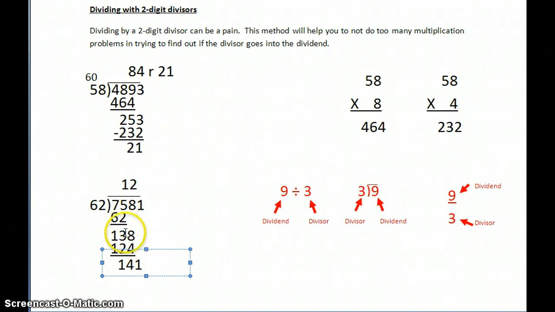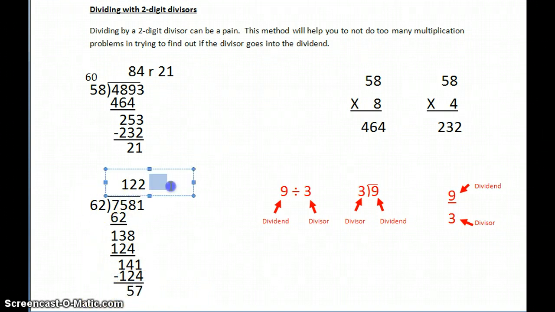So then I'll say, well, 62 into 141. Well, 138, it was 2, so I know it's going to be 2 again. And so 2 times 62 gives me my 124. And I subtract, and I get 57, and I'm at the end. So 57 is less than my original divisor of 62. So I call it a remainder of 57.